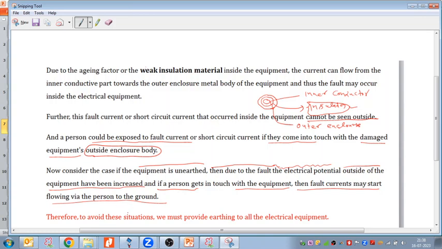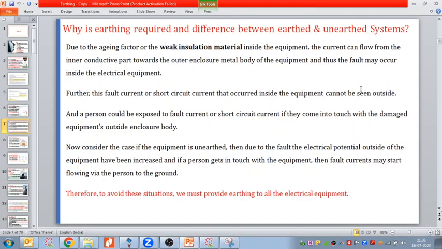Therefore, to avoid these situations, we must provide earthing to all the electrical equipment. So here we are talking about human safety, and that earthing we also call grounding. We do the grounding of the equipment for equipment protection purposes as well, which we will discuss in the slides below. I hope this point is clear: why earthing, and what could happen if the system is unearthed.